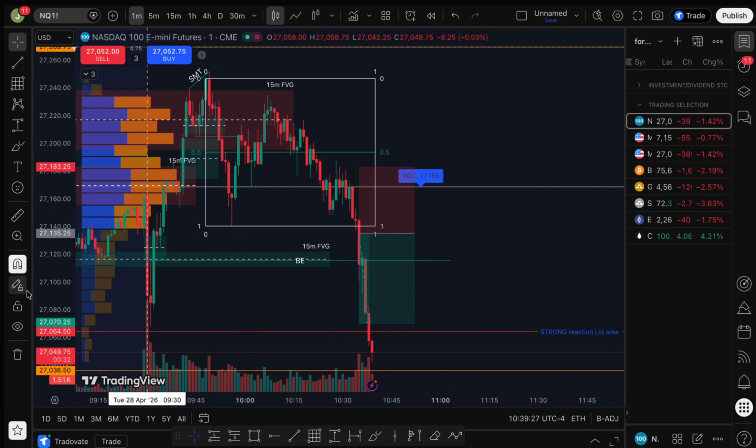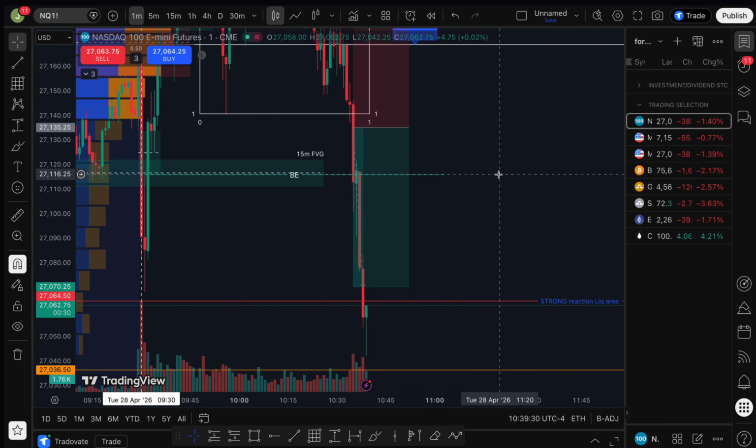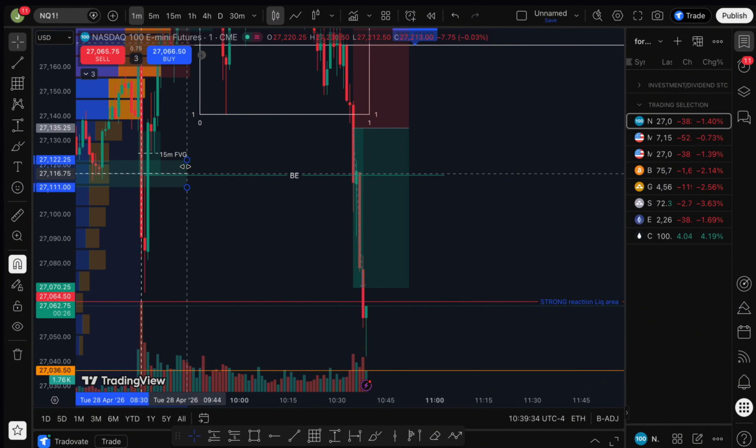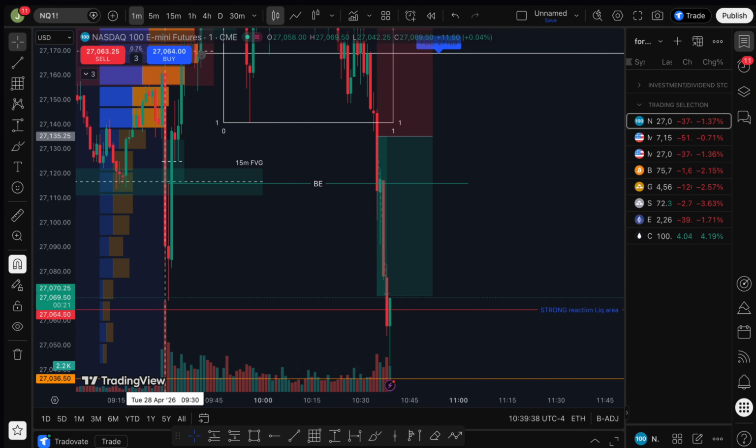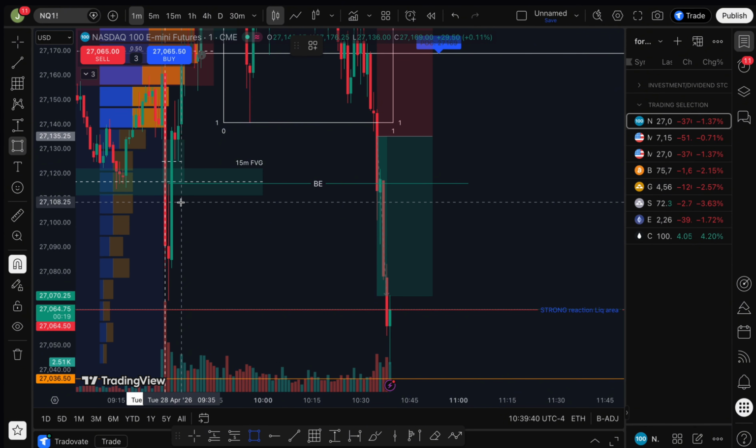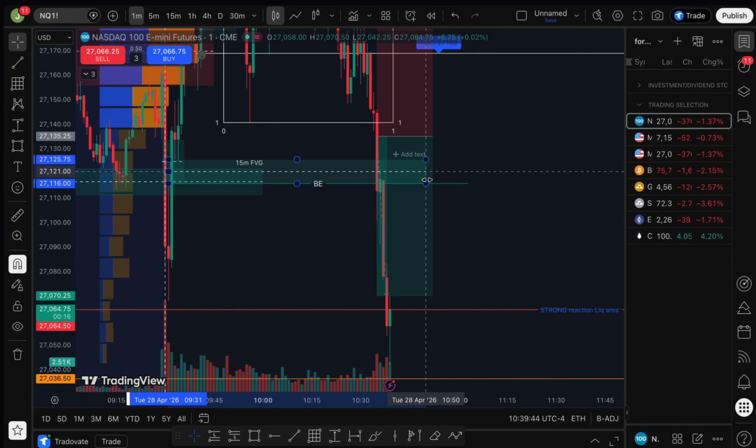Let's see how many points I gave away. Wow. There was this 15-minute fair value gap. Let's put it over here at 10. So, okay, chat, real quick, there's this 1 minute fair value gap right here. And that's why you can see I put the break even at the low of that fair value gap.